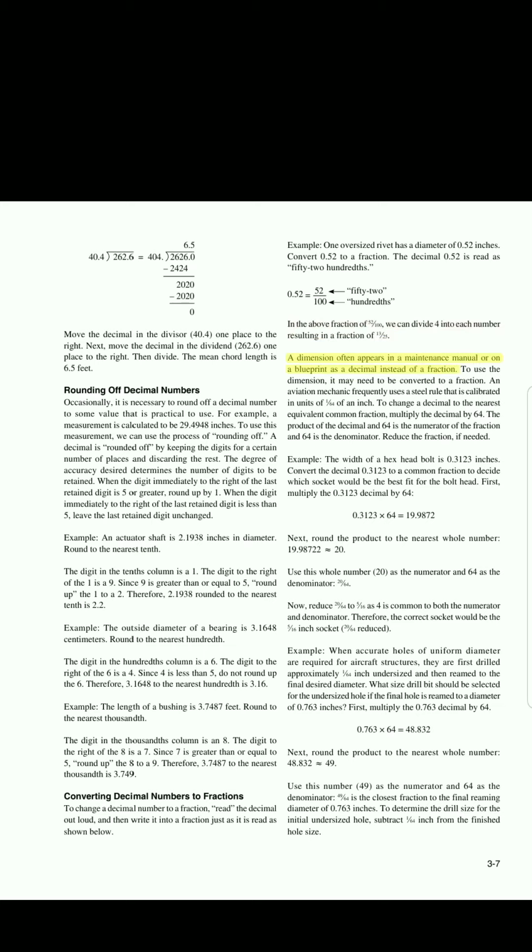A dimension often appears in a maintenance manual or on a blueprint as a decimal instead of a fraction. To use the dimension, it may need to be converted to a fraction. An aviation mechanic frequently uses a steel rule that is calibrated in units of 1/64 of an inch. To change a decimal to the nearest equivalent common fraction, multiply the decimal by 64. The product of the decimal and 64 is the numerator of the fraction, and 64 is the denominator. Reduce the fraction, if needed.